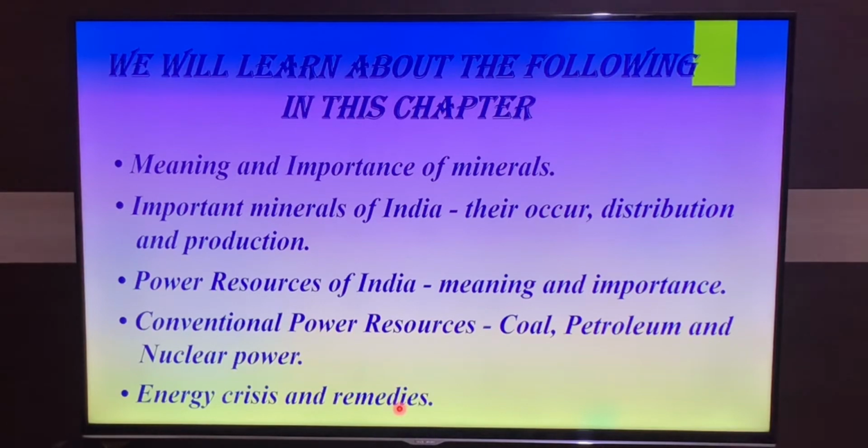In today's session, you will learn about meaning and importance of minerals, important minerals of India, their occurrence, distribution and production. Power resources of India, meaning and importance. So these are the topics that will be discussed in today's session.